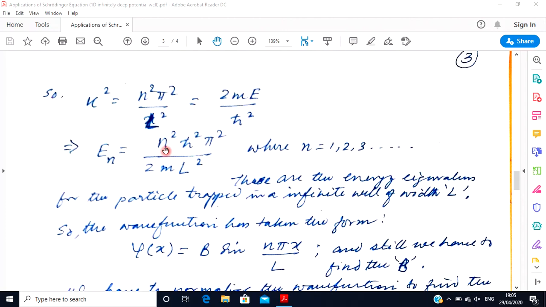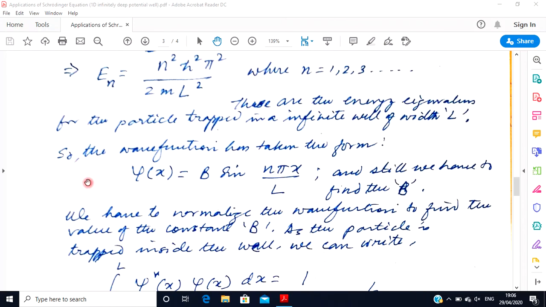This is actually the quantum number, and it gives us n equals 1, 2, 3, etc. So we put a suffix here, that is E_n. This will give you the different values of energies from the ground to the different excited states. We are coming to that later. Now for the particle which is trapped in the infinitely deep potential well of width L, psi(x) equals B sin(nπx/L).